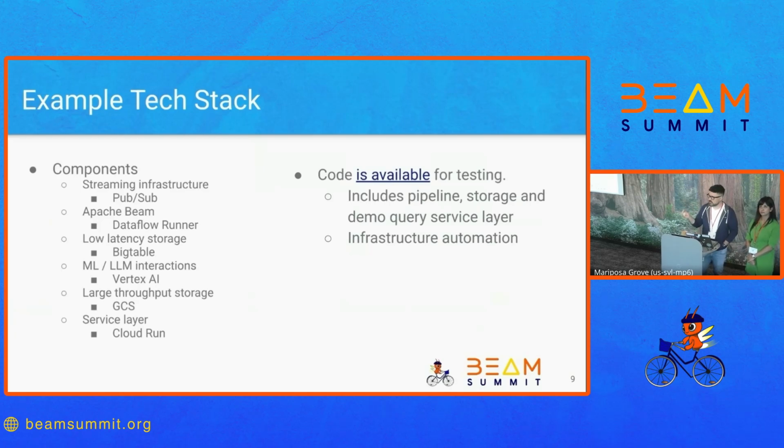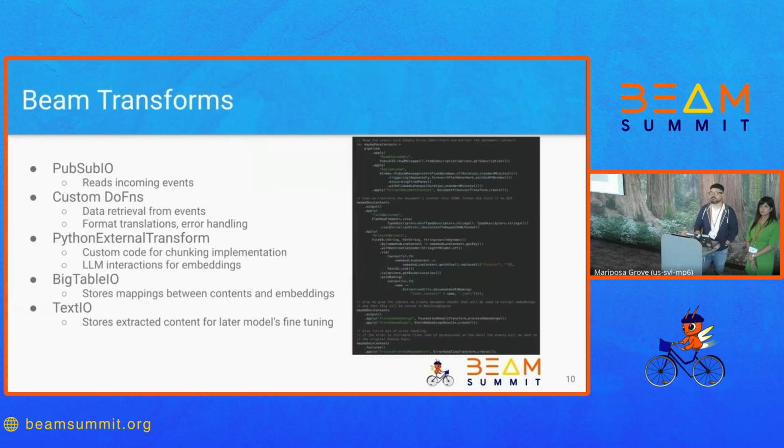There is also infrastructure automation there, so it's somewhat easy to get it working if you need to test things out and try it out. From the Beam perspective, as I said, Pub/Sub IO interactions are controlled with that. We have a bunch of custom DoFns that run as ParDo for data extraction for the different types of sources that we are supporting in this case.